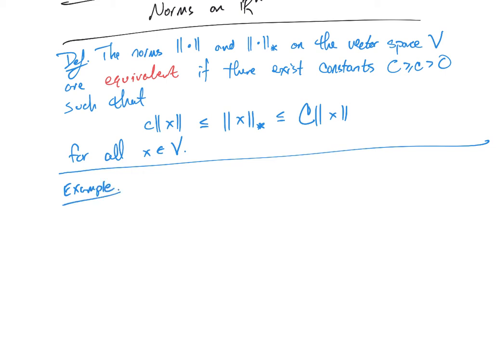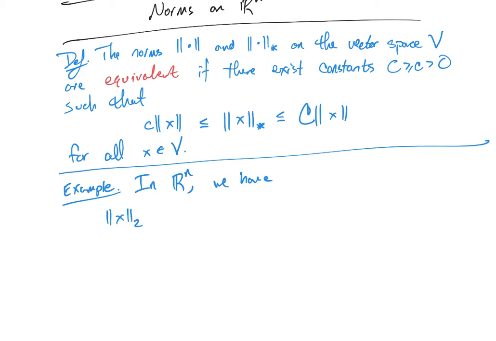Let's look at an example. I think this will clear up any questions you might have. Let's look in Rn. I claim the 1 norm and the 2 norm are equivalent, and that we've already got all the material to prove that. So I'm going to do one direction here.